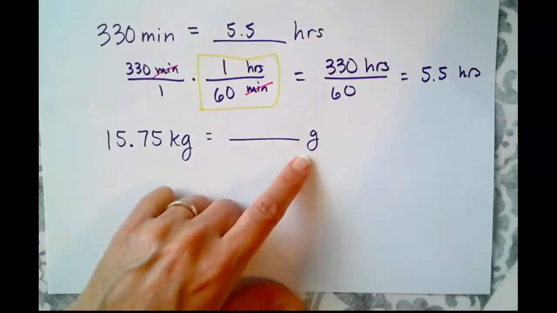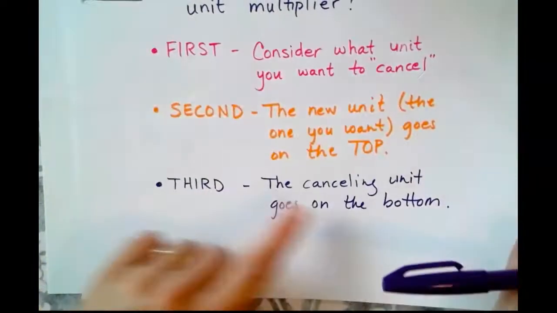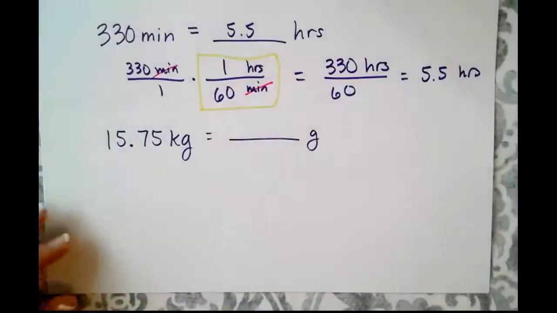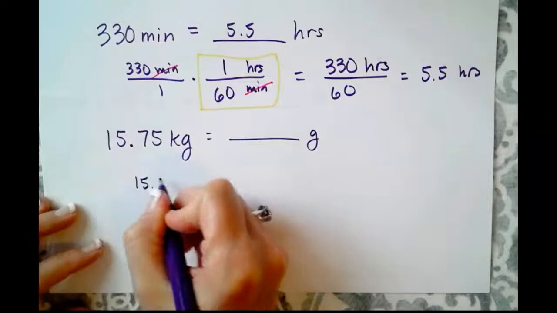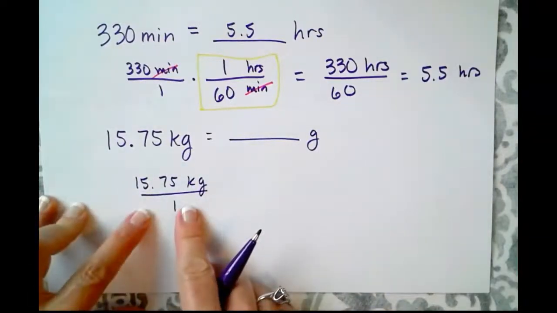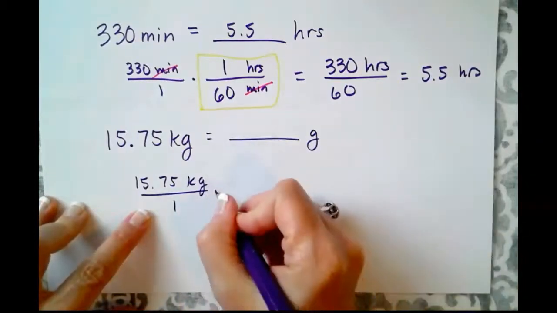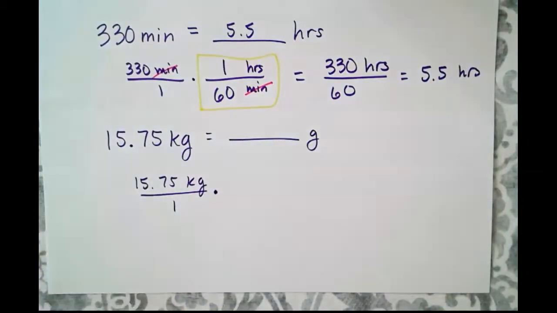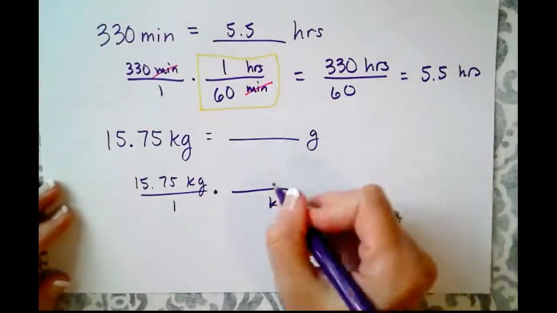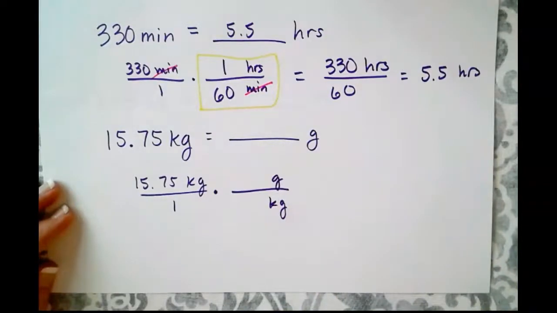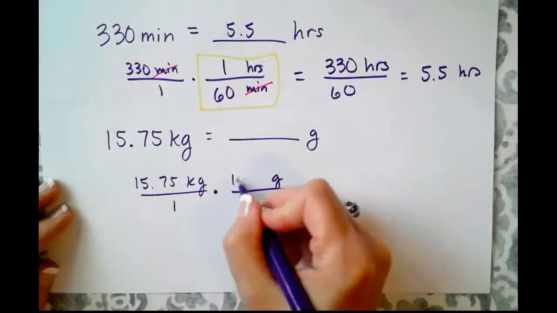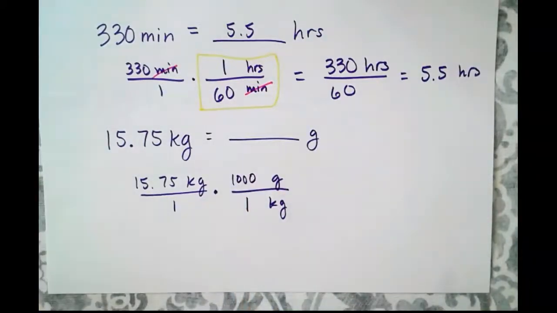I want grams. It's going on the top. Third, the canceling unit that we do not want anymore will go on the bottom. So 15.75 kilograms over 1. This is given. Write it just as it is. Times, here comes my unit multiplier. I want kilograms to cancel. I want grams on the top. So what do we know? We know that 1 kilogram is equal to 1,000 grams.